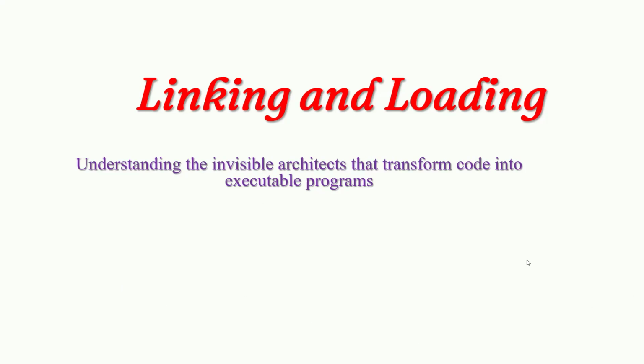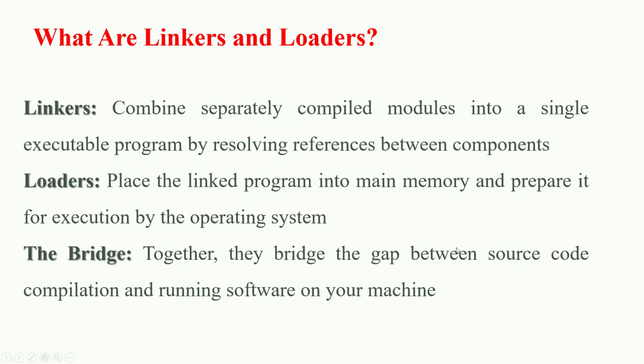So, to understand what linkers and loaders really do, let's start with an example. Imagine you are developing a program that calculates the total marks of a student. Now, you decided to write it using three different files. Like one is, say, input.c, which is used for reading the marks, process.c for computing the total, and display.c for showing the result. Each of these files is compiled separately into its own object file, like input.o, process.o, and display.o.